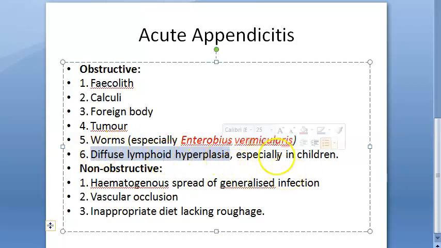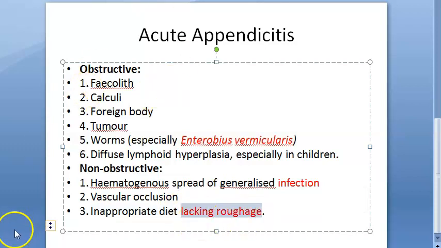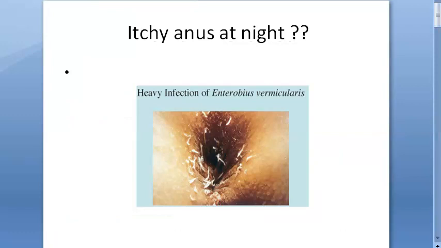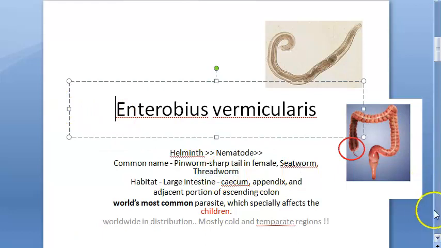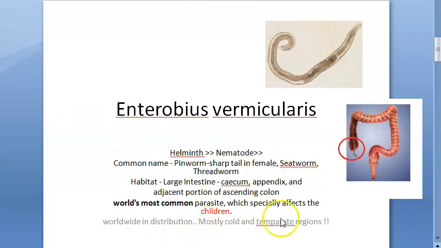Non-obstructive causes can be hematogenous spread of generalized infection, vascular occlusion, and an inappropriate diet lacking roughage. Enterobius vermicularis is actually the thread worm, also called pinworm. Its habitat is the large intestine, and the cecum and appendix it loves.